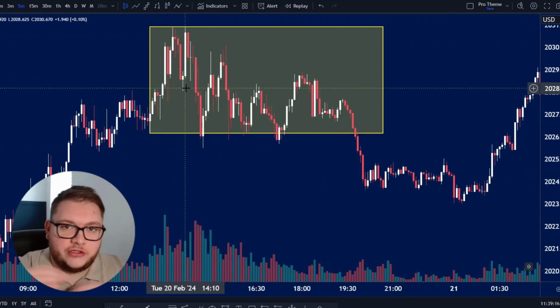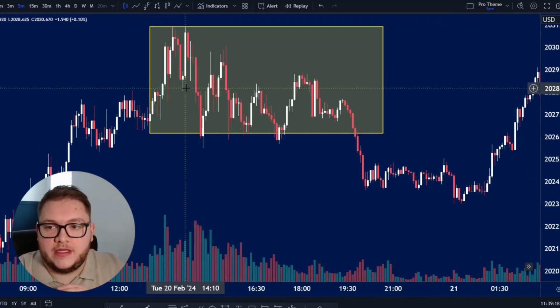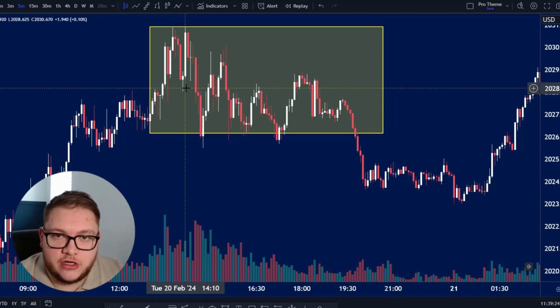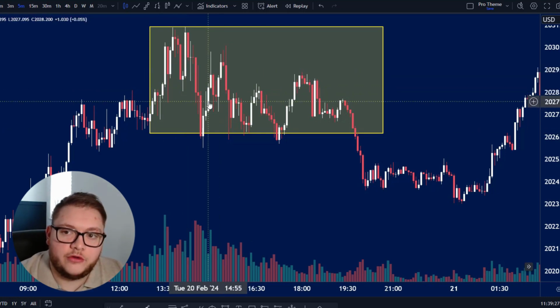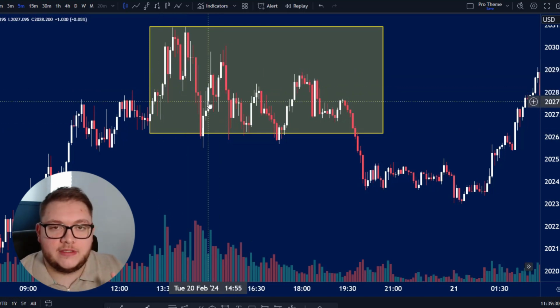But when the range is very expansive, it can take a longer period of time for the market to break out of that range. And you don't really want to be sitting at your charts when the volume starts to die off. You want to be trying to trade it when the volumes are fairly high. So that's something to consider on gold.